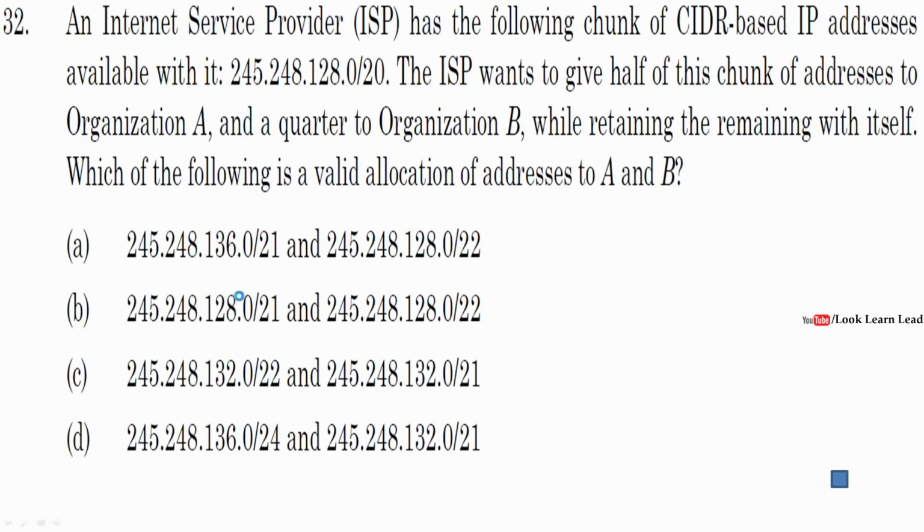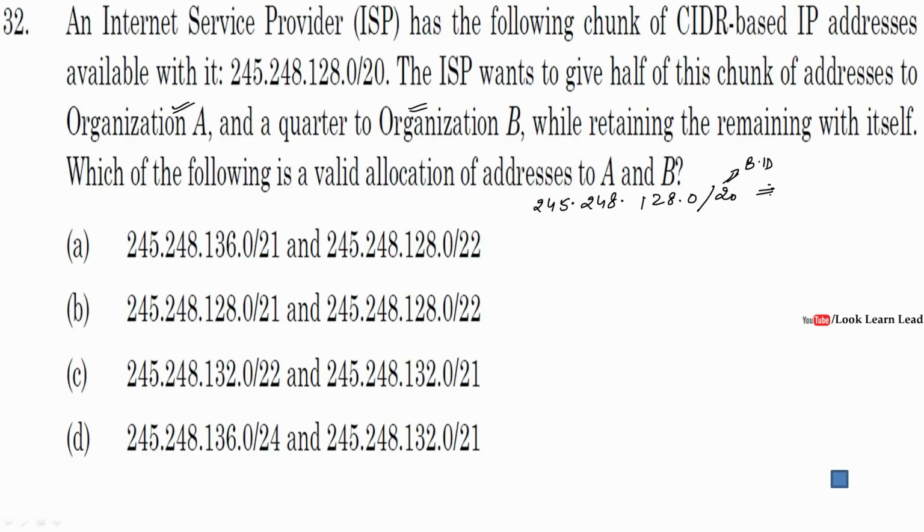Okay, the first question is we have an address and we have to divide this address into two parts. That is, half of the addresses has to be given to organization A and a quarter given to organization B, and the remaining with itself. This is the IP address which is given, 245.248.128.0/20. So it is the network ID of the IP.